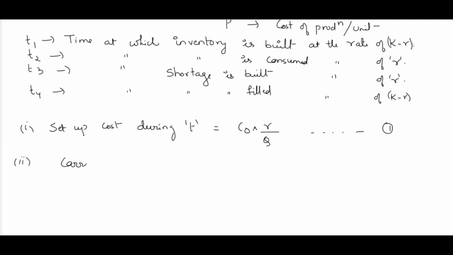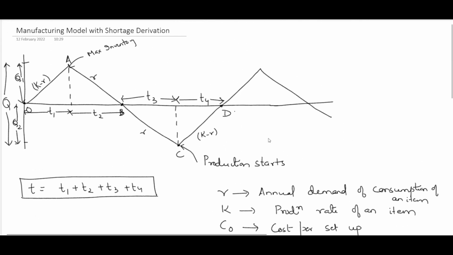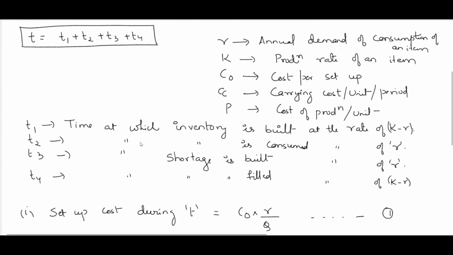Then carrying cost during time T is equal to CC, the carrying cost per unit per period. For one unit it is this much multiplied by the inventory. For this triangle, we have inventory only up to the period T1 and it is being carried. It is triangle OAB, and here also inventory is there, but it is being reduced until it reaches the 0 point again. So the area of triangle OAB will give the total inventory.